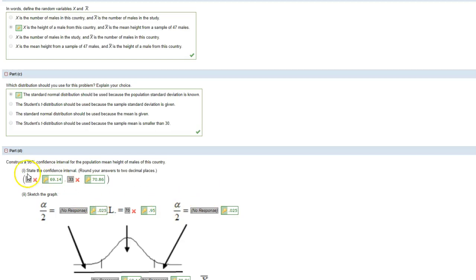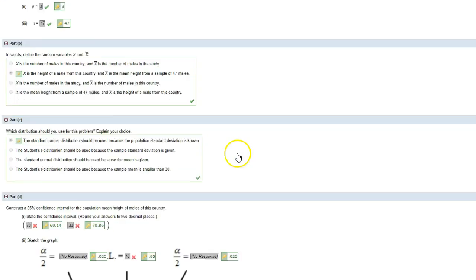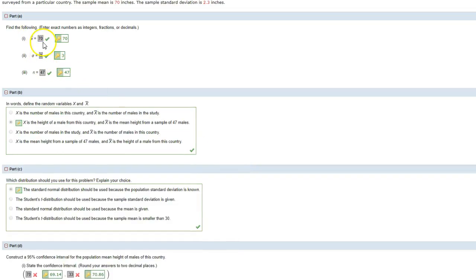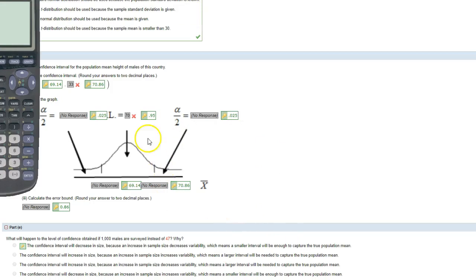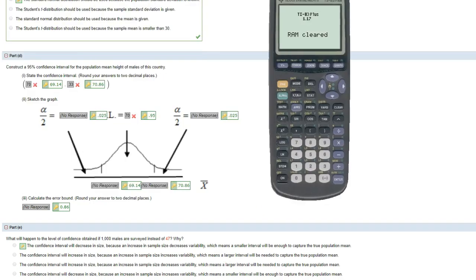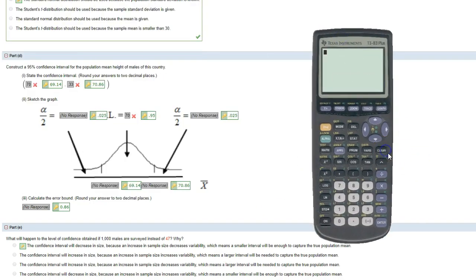Okay, Part D asks us to construct a 95% confidence interval for the population mean height of males of this country. So what we need to do is use some information from Part A in order to find Part D. So using our calculator, let's go to Stat and scroll over to Test.